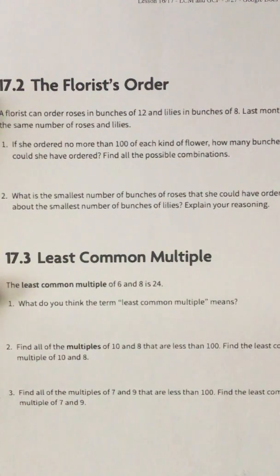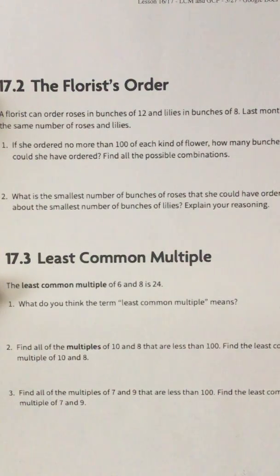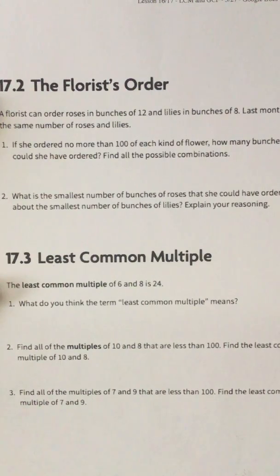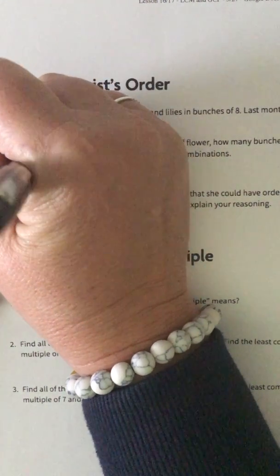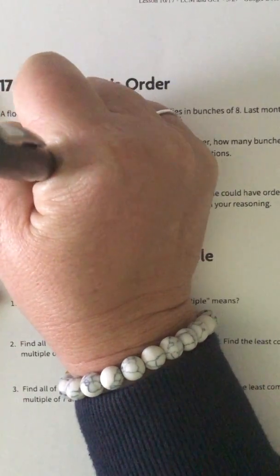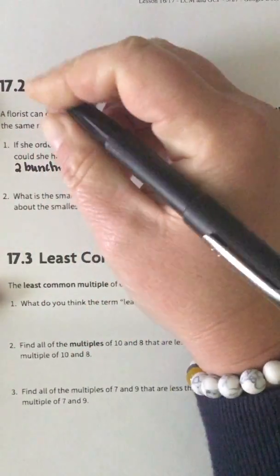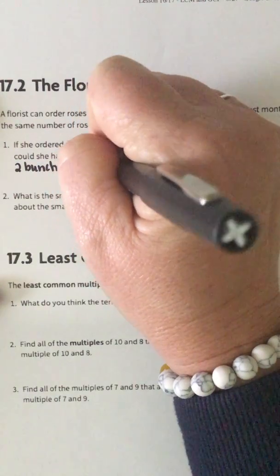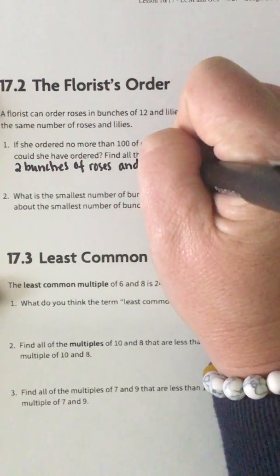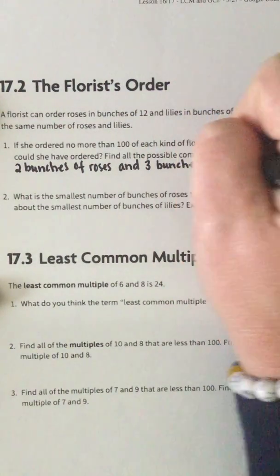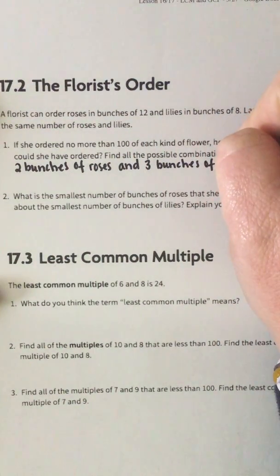So she could have 2 bunches of roses and 3 bunches of lilies, and each one of those, they would have 24 in them. So 2 bunches of roses and 3 bunches of lilies.